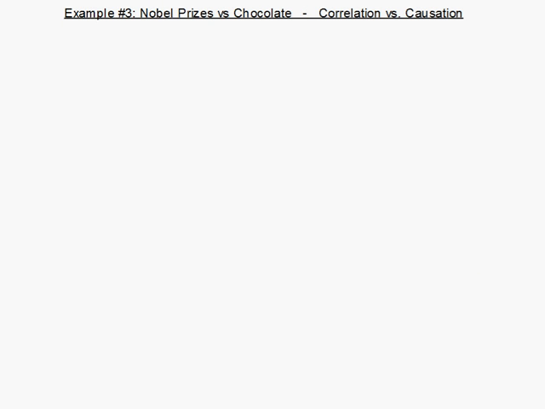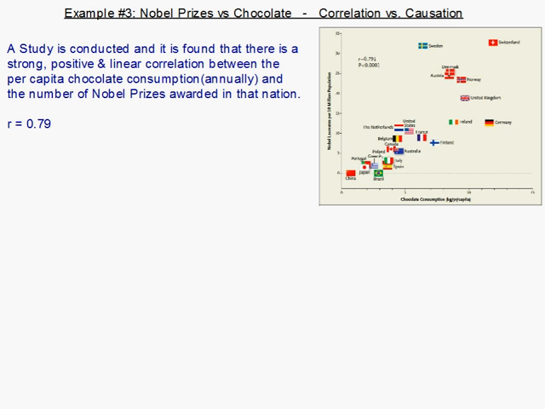is correlation versus causation. And the example we're going to use is something I saw on the internet, so it must be true. A study is conducted and has found that there is a strong positive and linear correlation between the per capita chocolate consumption annually and the number of Nobel Prizes awarded in that nation. Turns out we have a nice correlation coefficient of 0.79.